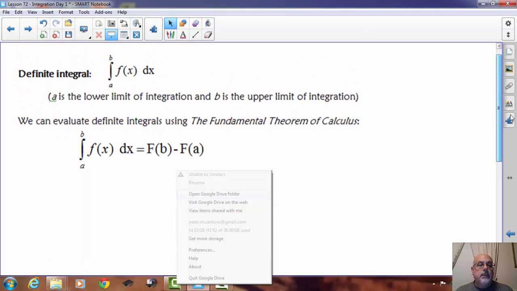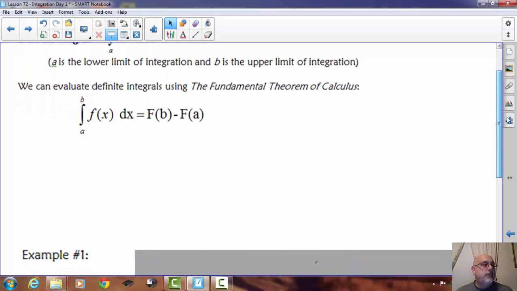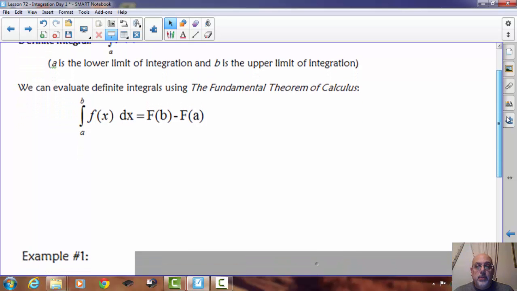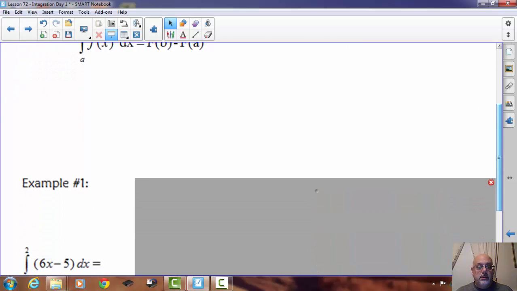All right, so let's take a look at this. A definite integral has an upper and a lower limit. Okay, and we'll see how we're going to evaluate that. So we evaluate the definite integrals using something called the fundamental theorem of calculus, which is right here. Let's take a look and see what it really means. How do we actually do it? What's the process to evaluate the definite integral?